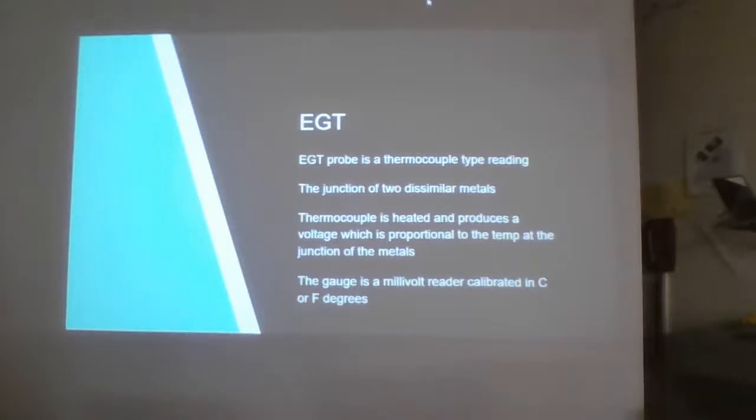An EGT probe is a thermocouple type reading. The thermocouple has a junction of two dissimilar metals. These dissimilar metals on an EGT probe are going to be chromel and alumel. That is what a thermocouple uses. A thermocouple is heated and produces a voltage which is proportional to the temperature at the junction of the metals. The gauge is a millivolt reader calibrated in degrees Celsius or Fahrenheit.